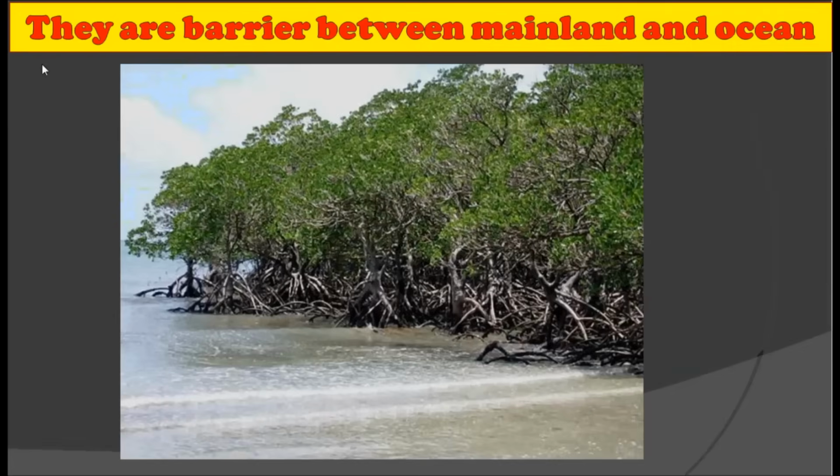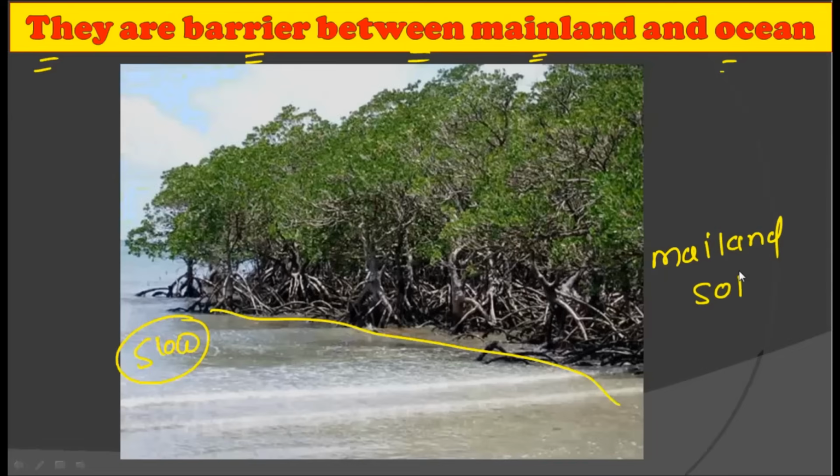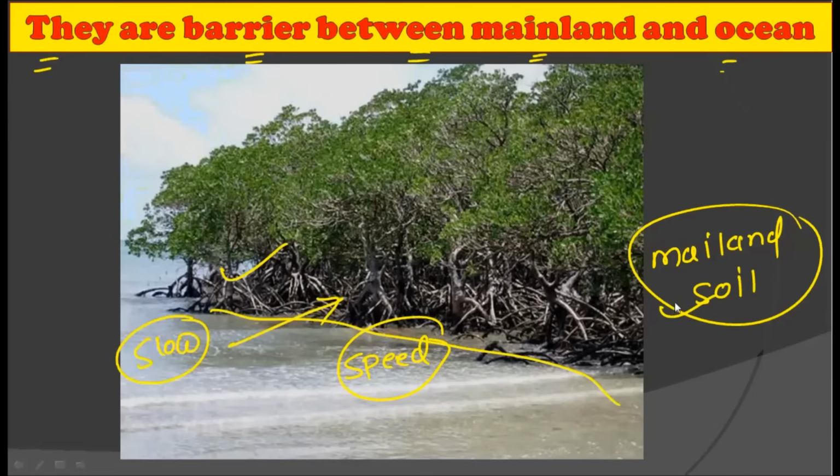Then the next characteristic of mangroves is they are the barriers between the mainland and the ocean. As you can observe, they form the boundary for the ocean. That is, whenever there is a high tide, it first comes in contact with the mangroves, which in turn slow down the tide. What happens due to this? The water does not flow out of control to the mainland, and due to this, the mainland soil gets conserved. That is, soil erosion does not occur due to the presence of mangroves. So again, here the mangrove plays a very important role in ecological conservation.